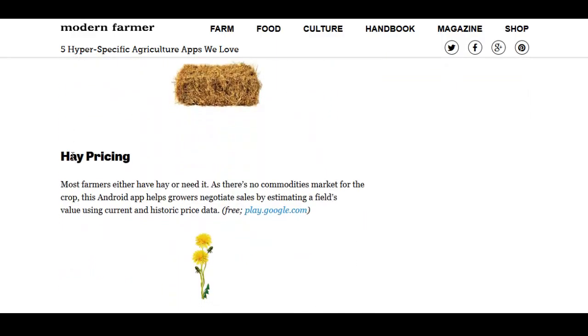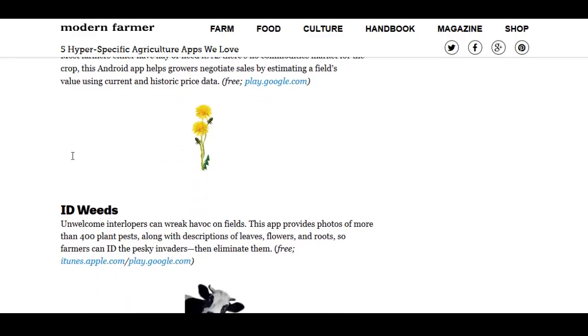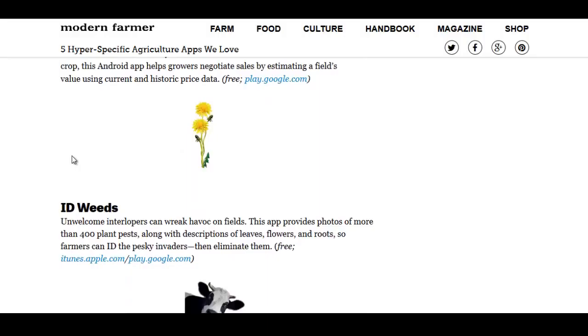Hay pricing. Since there's not really a commodities exchange, it's very local, buying and selling hay. That's good. And IDing weeds, weed identification. Some are edible, some are not. Some will spread like wildfire if you till up the soil, because they're, what's the word, rhizomous, where they spread and propagate through their roots. If you chop up those roots, the rototiller just spreads it everywhere.